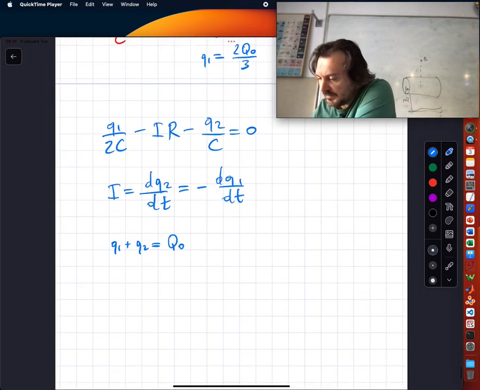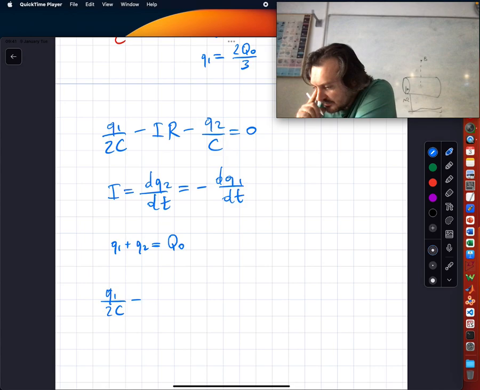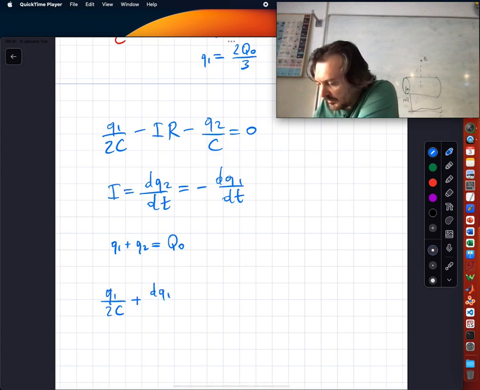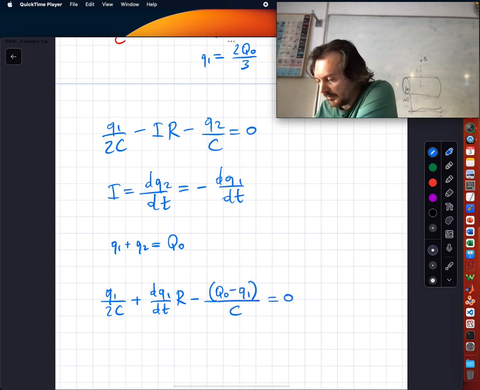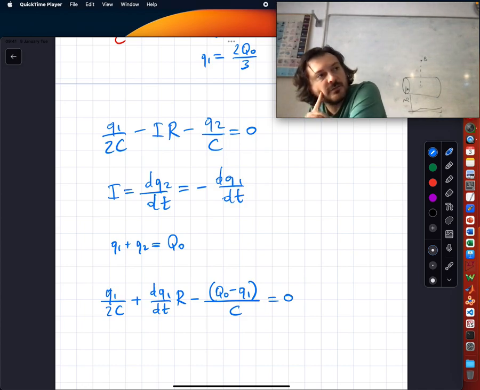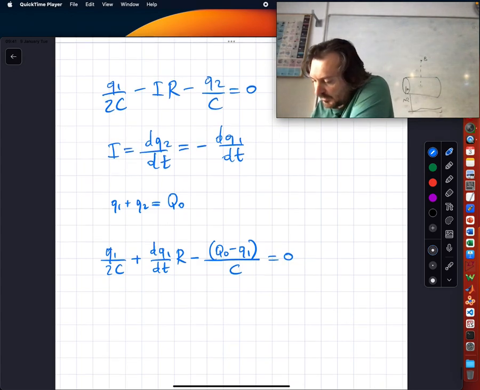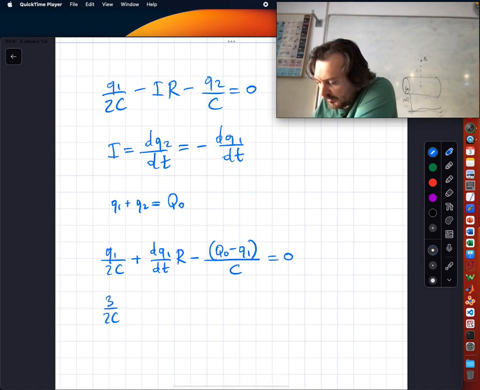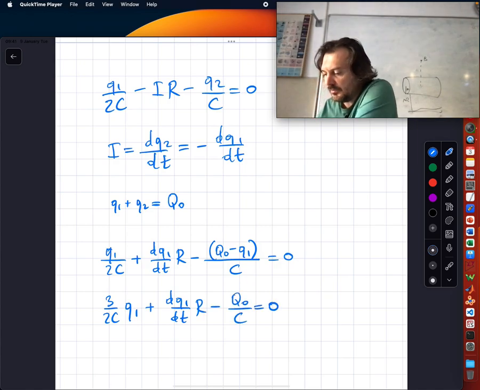Now we can figure it out. Q1. So let's go with Q1. Q1 over 2C minus IR becomes plus dQ1 over dt times R, minus (Q0 minus Q1) over C equals 0. Any problems at this point? No? So what do we get? 3 over 2C Q1, right? Plus dQ1 over dt R minus Q0 over C equals 0.